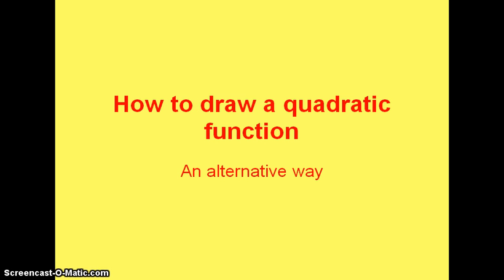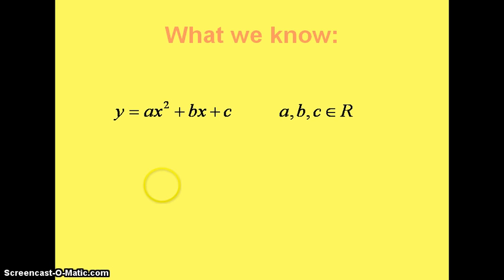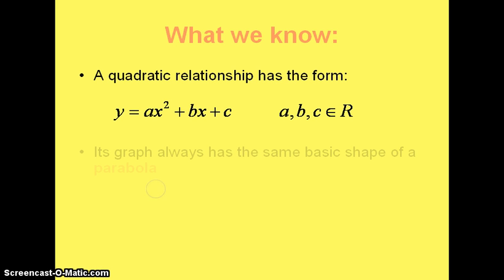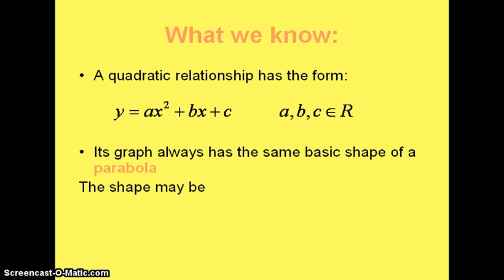We know that y equal to a times x squared plus b times x plus c, where a, b, c are real numbers, is a quadratic function, and its graph has always the shape of a parabola. This parabola could pass through the origin, the point O, 0, 0, but not always.